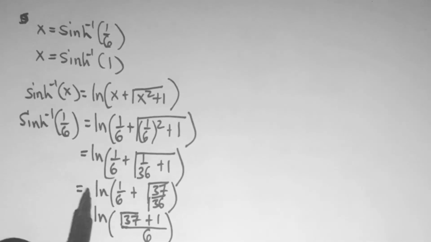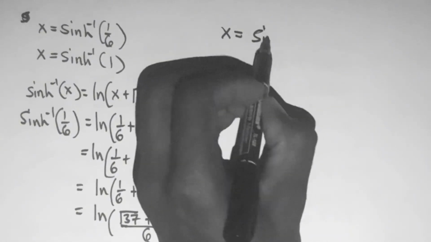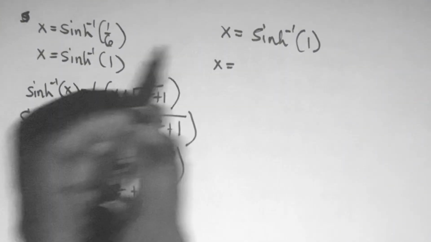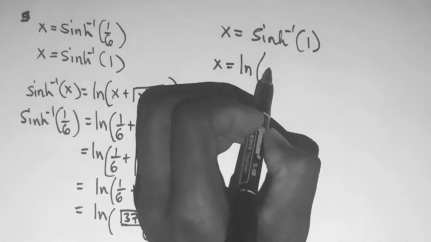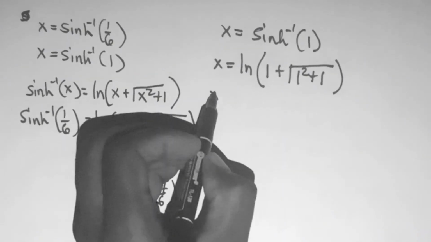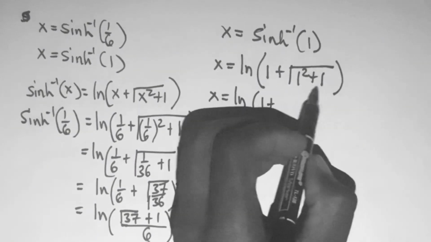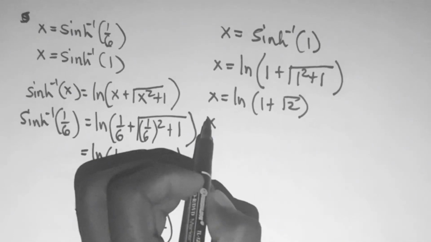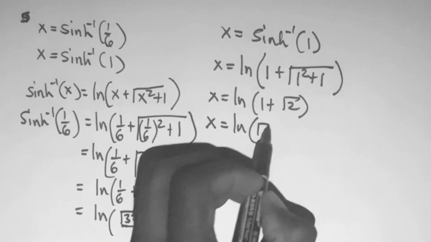Now let's find the other one, which is x equals sinh inverse of 1. The formula is natural log of x plus square root of x squared plus 1, so wherever we see x, we insert 1. This becomes 1 plus square root of 1 squared plus 1. So x is equal to natural log of 1 plus square root of 1 plus 1, which is 2. So root 2. The other x value is natural log of (root 2 plus 1).